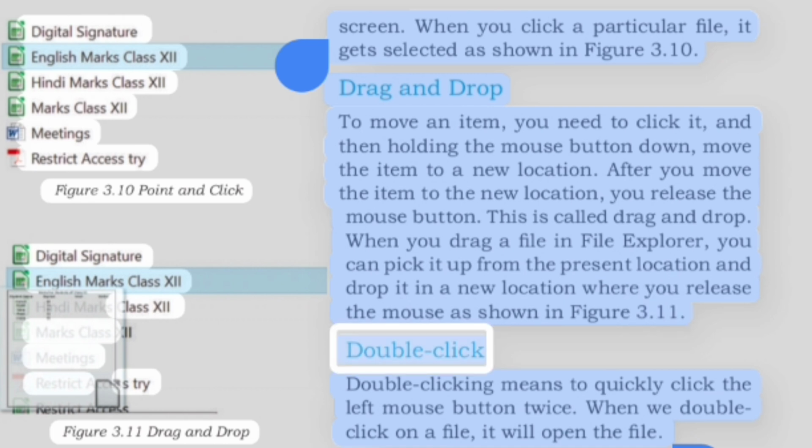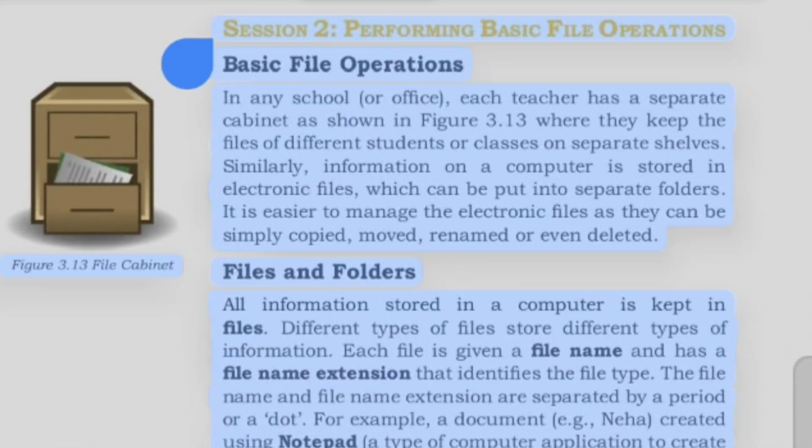Double-click. Double-clicking means to quickly click the left mouse button twice. When we double-click on a file, it will open the file. Session 2. Performing basic file operations.